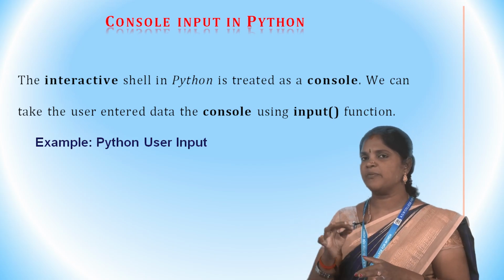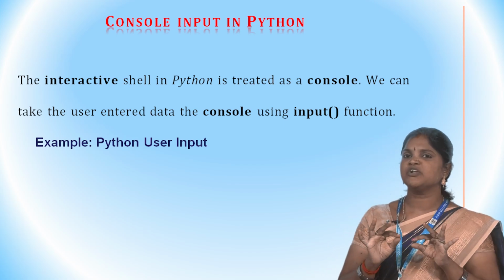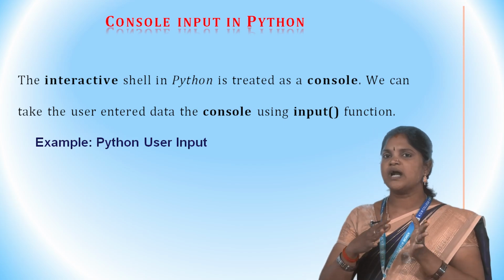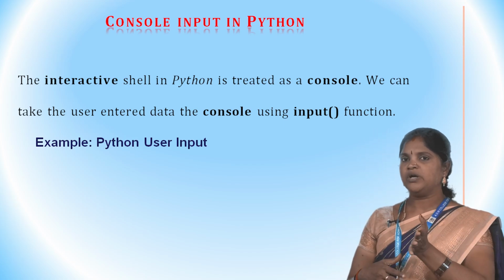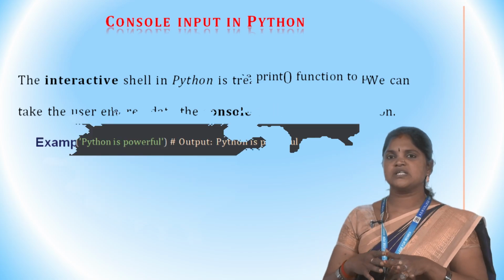Print data type of number, type of number. The output is: enter a number 34. You entered 34. Data type is class string. To convert user input into a number, we can use the int or float functions.